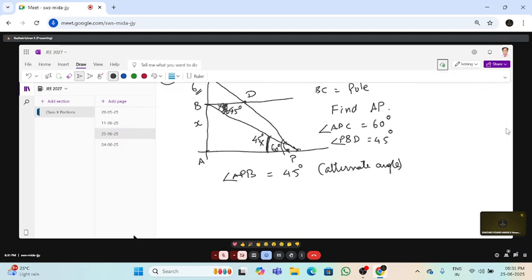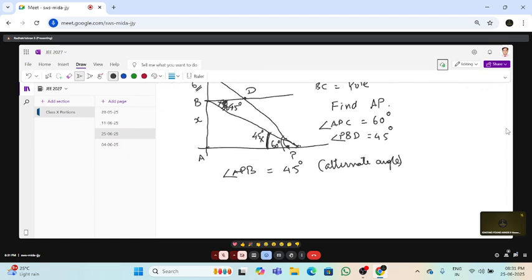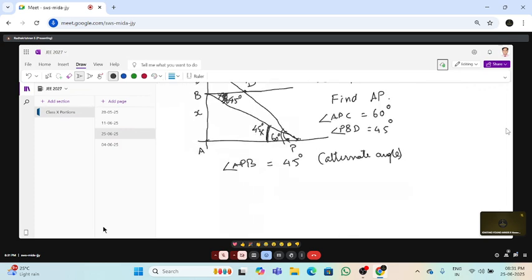Let me just write down the steps. Now write down what is tan 45 degree. Let us say this AP is equal to Y. This is what you have to determine. Let us put this side, this length, as Y. So now write down what is this tan 45.